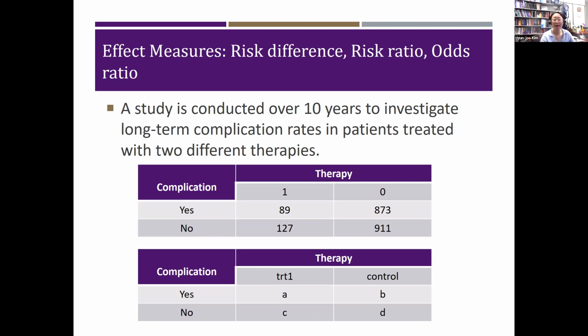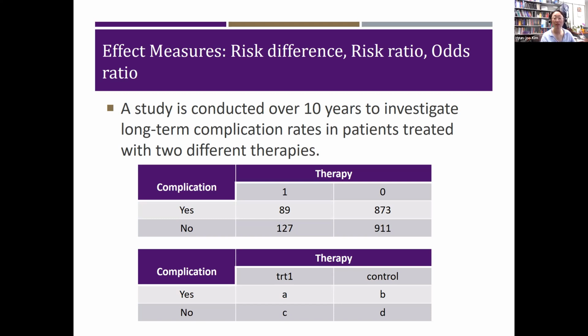This is the last video of categorical analysis, video 6. We'll discuss 3 effect measures here: risk difference, risk ratio, and odds ratio. Suppose a study is conducted to investigate long-term complication rates in patients treated with 2 different therapies.